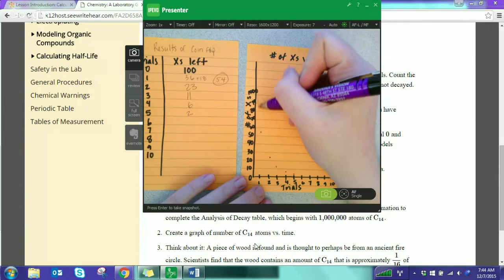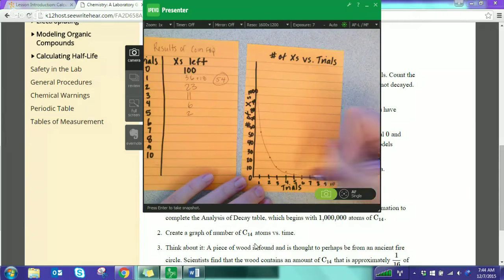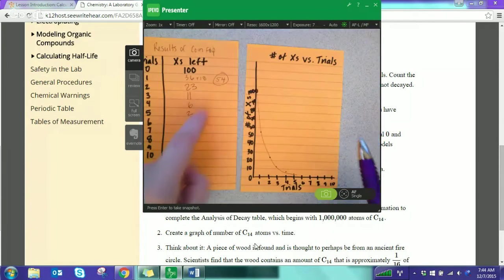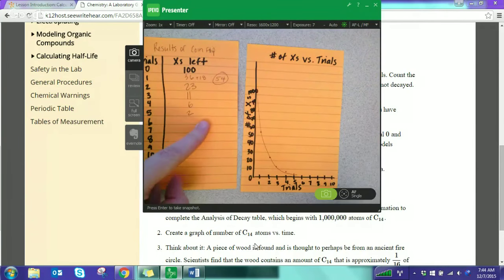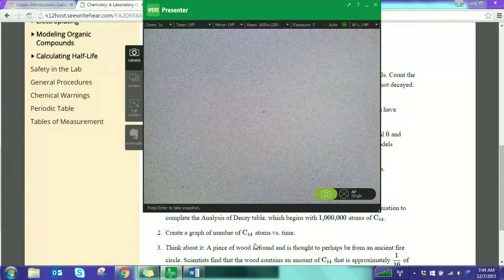You should get this inverse curve, or opposite of an exponential curve. It shouldn't give you a perfectly straight line. Really what's happening with a half-life is you lose half of the atoms, or about half of the atoms, every time a half-life passes. So you can do this 2 more times. And then let's talk about this chart.